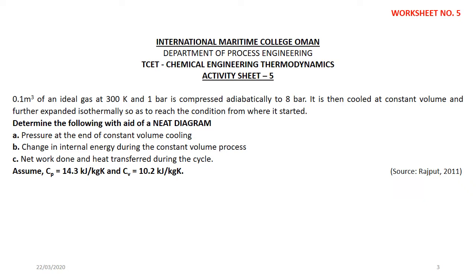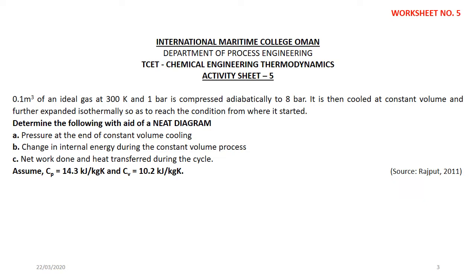So what is the second process? A constant volume process followed by an isothermal process. Isothermal process, you know, is a constant temperature process. So as to reach the condition from where it started means the cycle is closed. So the first process is adiabatic compression, the second is a constant volume process, and the third is an isothermal process, otherwise called a constant temperature process.